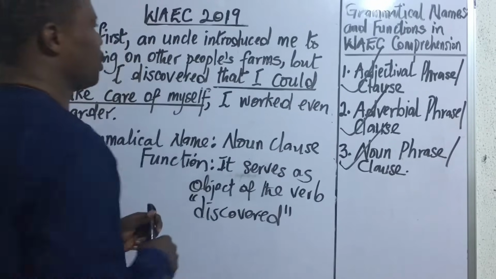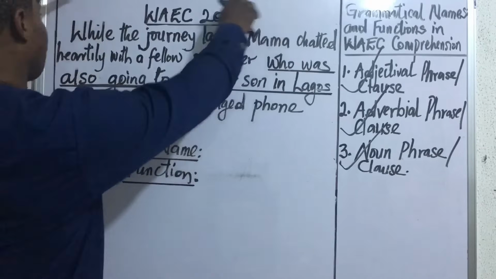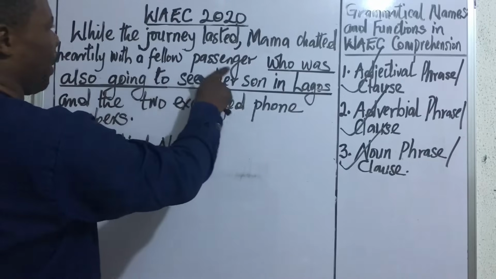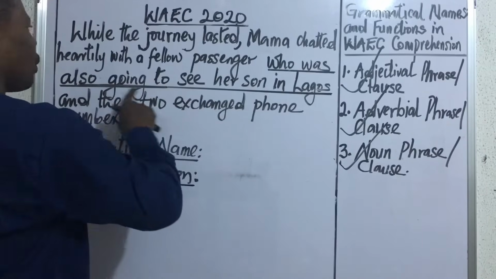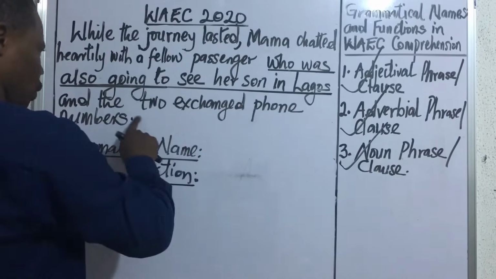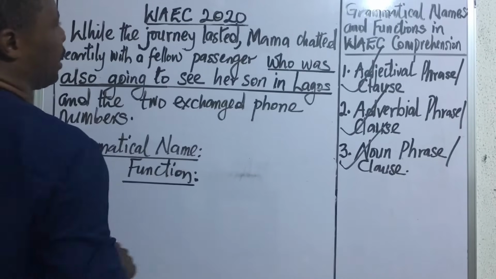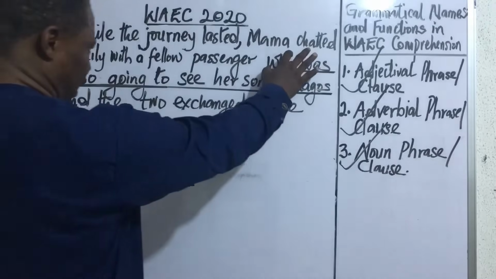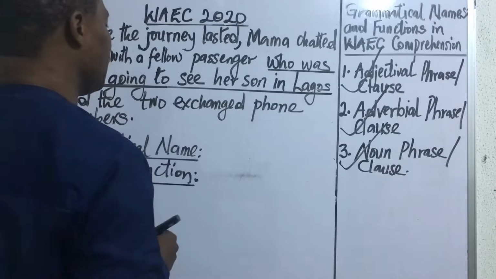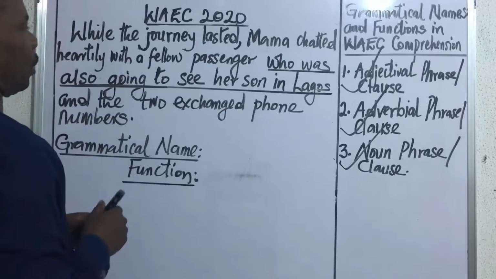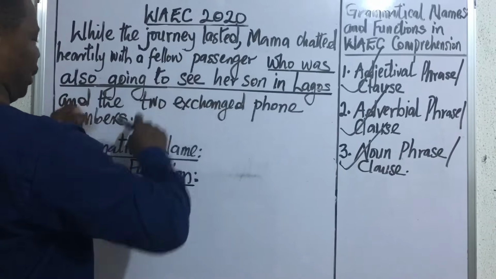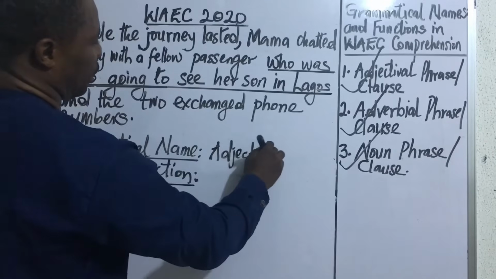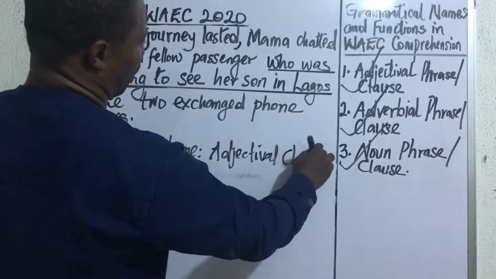Let's move forward. WAEC 2020. While the journey lasted, Mama chatted heartily with a fellow passenger who was also going to see her son in Lagos, and the two exchanged phone numbers. I think this one is a little bit straightforward because it begins with a relative pronoun "who." Therefore it's an adjectival phrasal clause and it contains a verb also, "going." So you conclude that it is an adjectival clause.